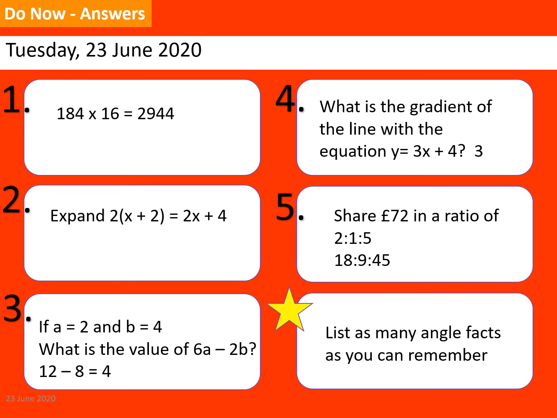The star question, where it says list as many angle facts as you can remember, you may have some keywords, for example, vertically opposite, angles in a triangle, angles on a straight line, angles in a quadrilateral, alternate angles, co-interior angles, and corresponding angles.